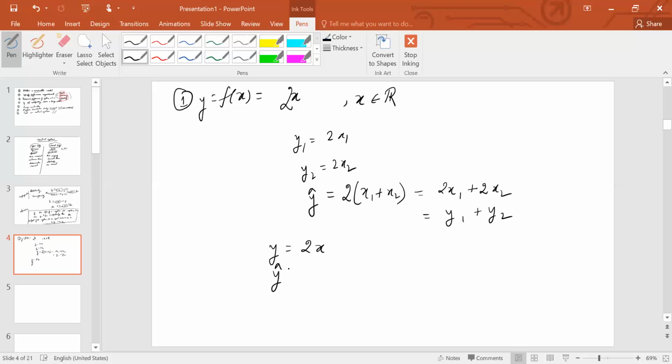Now, let's say y hat is equal to 2 times alpha x, which is nothing but alpha times 2x, because multiplication is commutative, which is equal to alpha times y. So if y is the output corresponding to x, then y hat is the output corresponding to alpha x, and y hat is nothing but alpha times y. Therefore it meets the conditions of both additivity and homogeneity, and therefore it satisfies the property of superposition, hence it's a linear system.